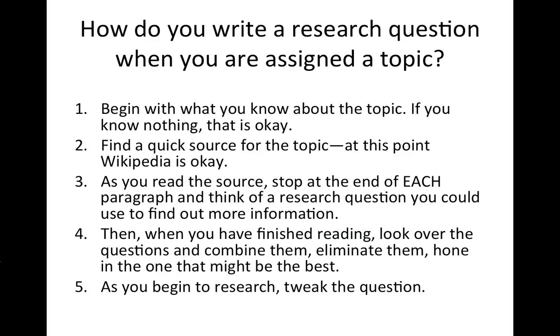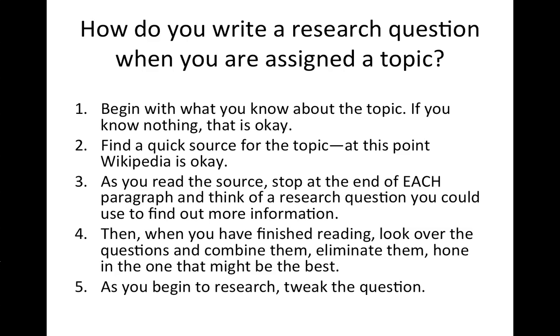So how do you create a research question when you're given a topic and you don't have a choice on that topic? First thing, begin with what you know about it. If you don't know anything about your topic, remember that's perfectly fine. You will be given topics in your life that you know nothing about. But the first thing to do, if you don't know anything, is really to do a quick search for that topic. And remember, Wikipedia is okay. You cannot use Wikipedia, though, as one of your sources that you actually cite.